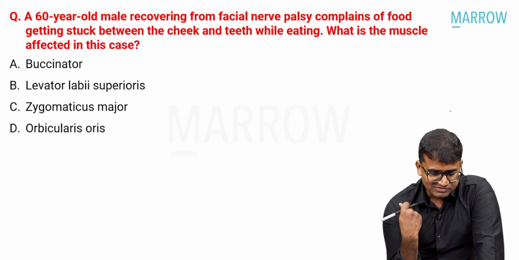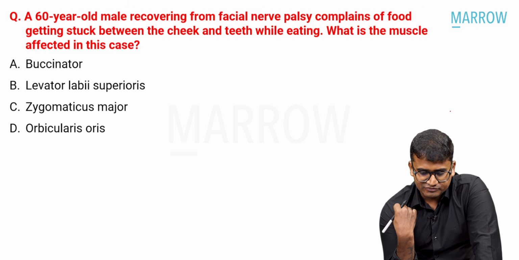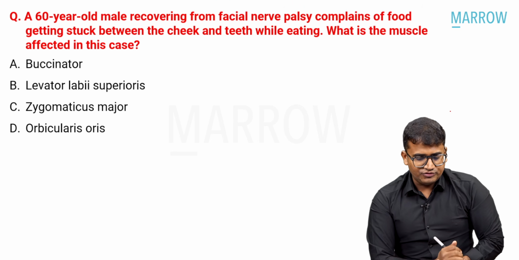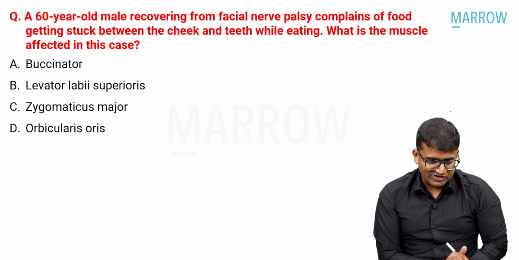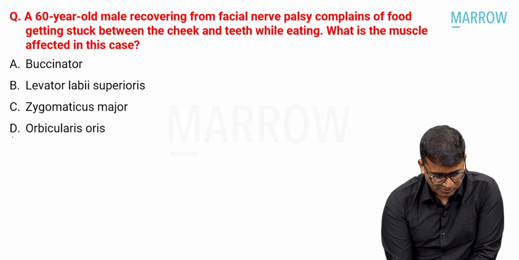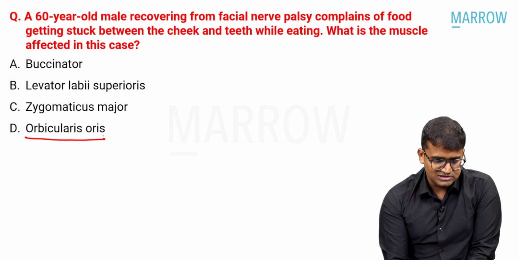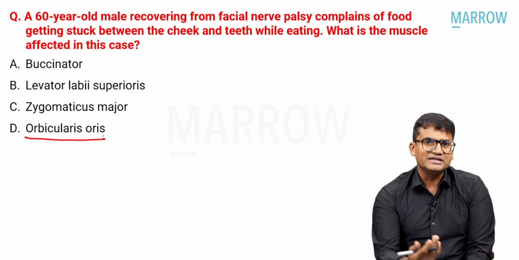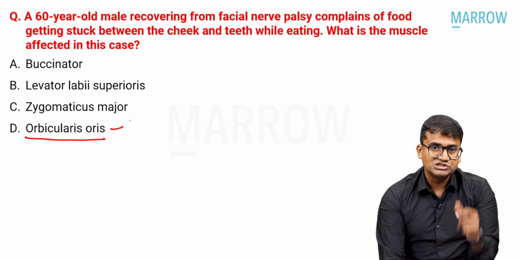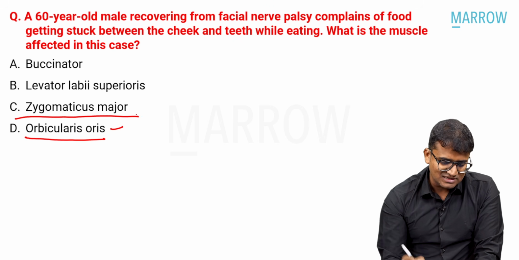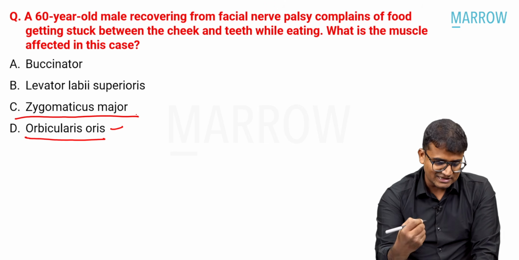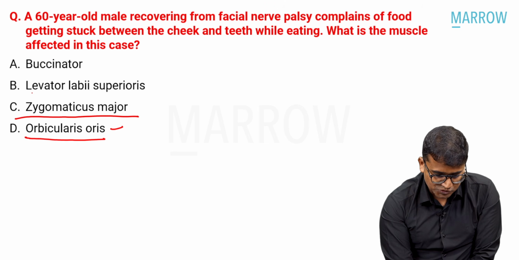Now next question: a 60-year-old male recovering from facial nerve palsy complains of food getting stuck between the cheek and the teeth while eating. Now what is the muscle affected in this case? See option D, orbicularis oris. This muscle helps in pouting, and is also known as the kissing muscle. Zygomaticus major is the laughing muscle, helping to express a smile.